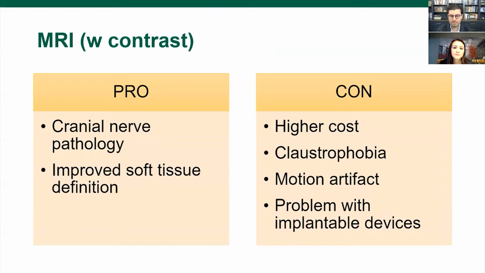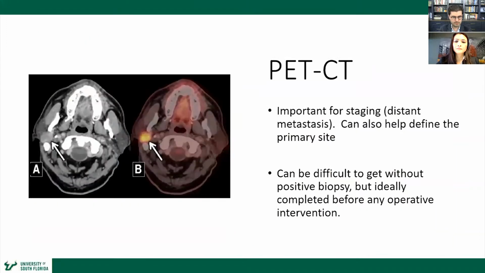MRI, on the other hand, is probably a better study, gives you much better soft tissue definition, and it's really good for skull-based tumors, cranial nerves, in theory for a tongue tumor to define the actual extent of tumor. However, it's much more expensive. Patients don't like it because it takes a long time. It's often hard to get a really good image, especially on my computer screen, and there are a lot more issues with implantable devices. So I use MRIs more judiciously than CAT scans, which is why all you're going to see in this presentation are CAT scans.